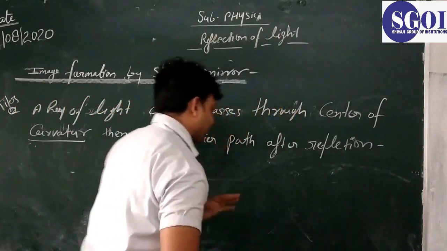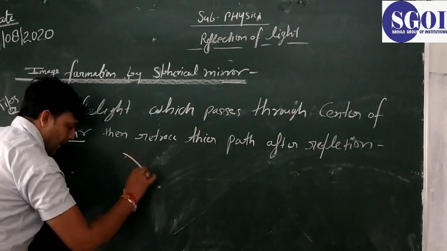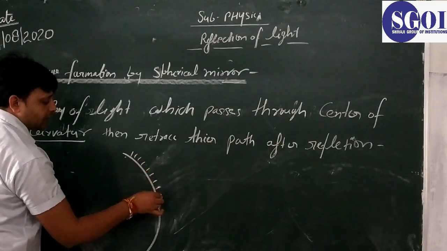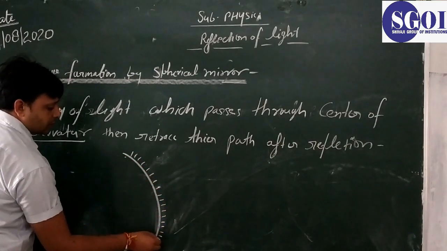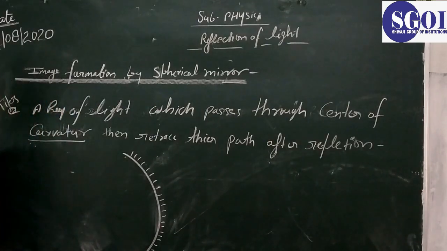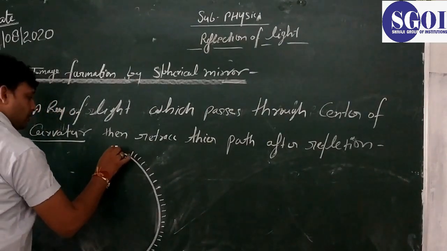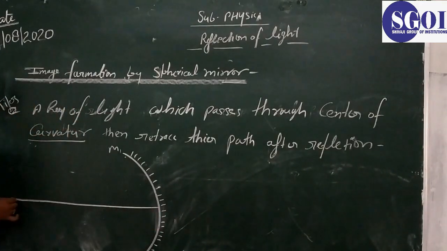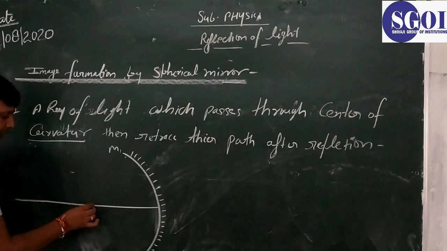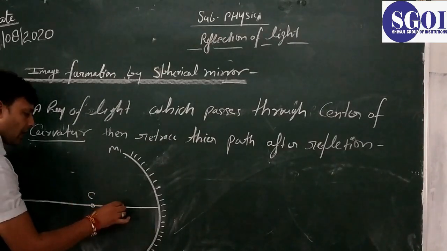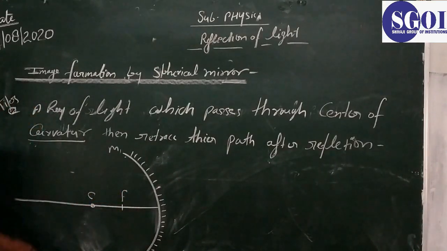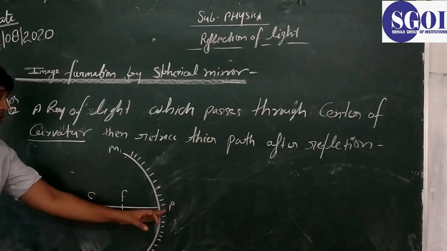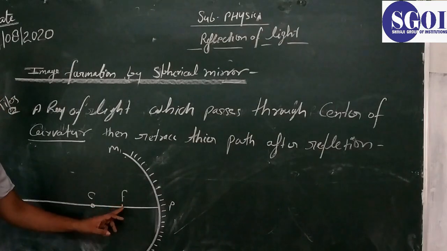Now I am explaining this diagram for the concave mirror. The outer surface is the polished surface with mercury and red oxide of iron. This is a concave mirror. It has a center of curvature, then the pole, and the midpoint between the pole and the center of curvature is called the focus point.